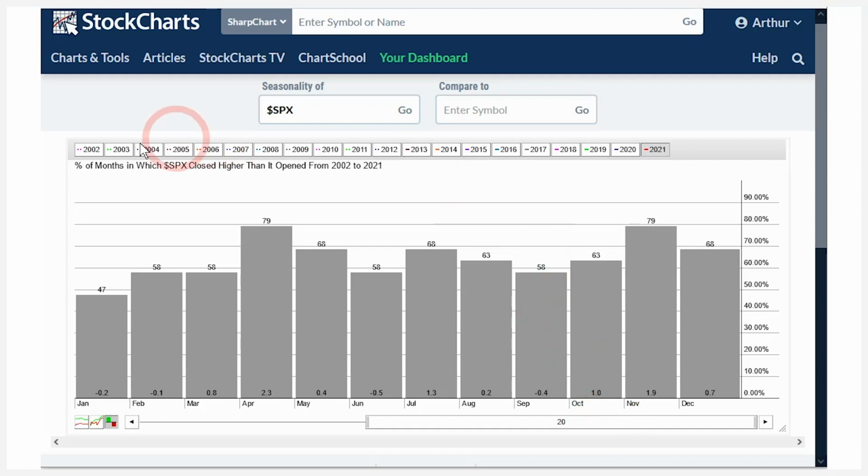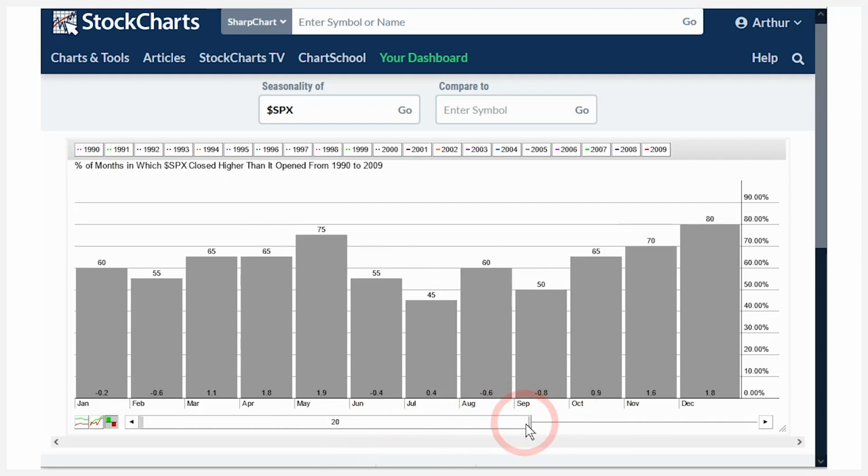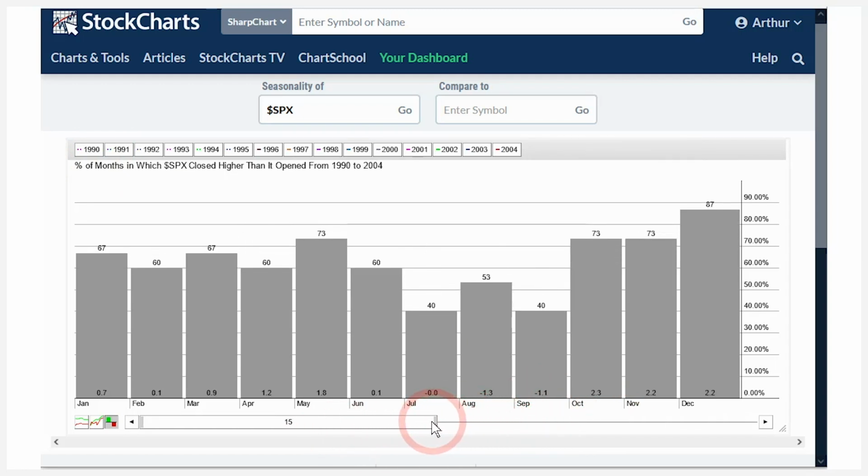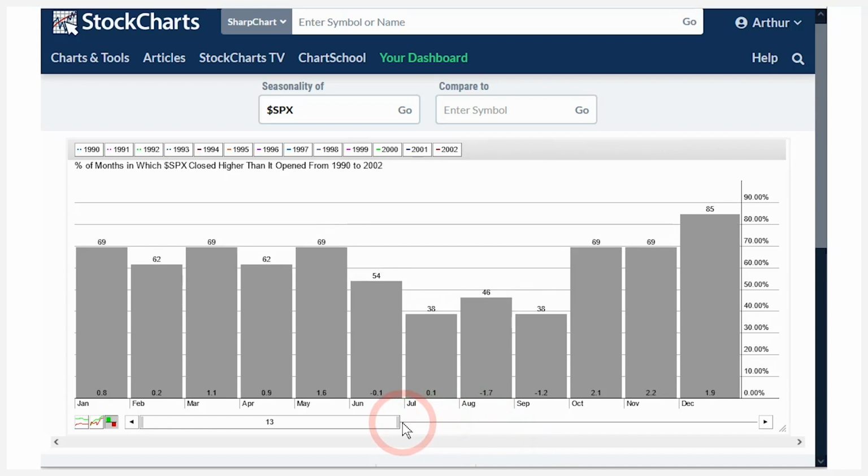So September is one of the weaker months for the S&P 500. And then this goes to 2002, so I'm going to move this slider over, and then I'm going to close this. So we go to 2002. If you look up here at the top, you can see 2002. And if we look at the seasonal patterns up until 2002, you can see that July, August, and September were the three weakest months in the stock market. So if you go back 30 years, July, August, and September are relatively weak months for the stock market.